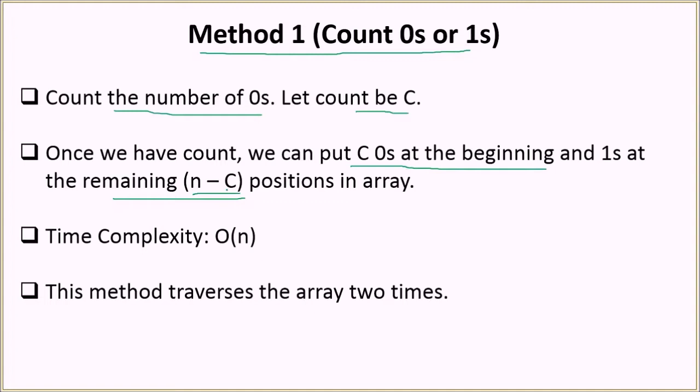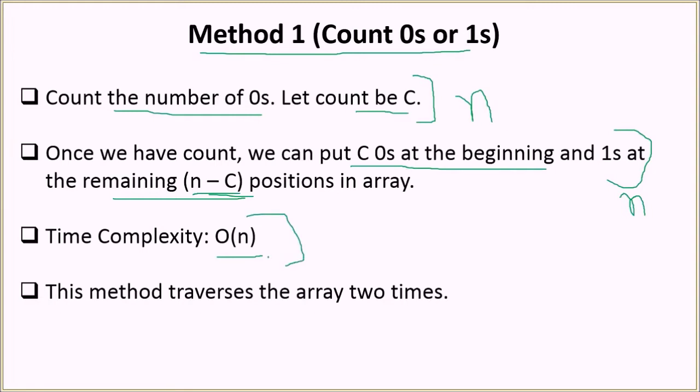The time complexity of this solution will be order of n. Why? Because you will be traversing the whole of the array to count the number of zeros. That can be done in order of n time complexity. And then you'll have to place the C zeros at the beginning and n minus C ones at the end. This step can also be done in n time complexity. So n plus n gives order of n time complexity.